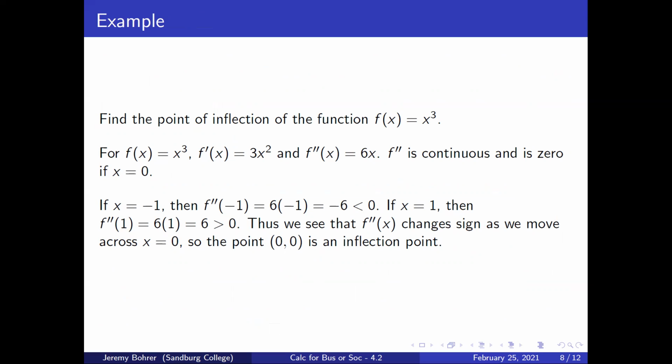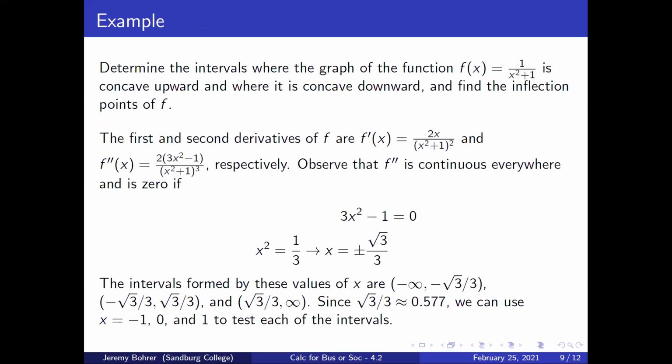6. If x equals 1, then f double prime of 1 is 6 times 1, which is 6, which is greater than 0. Thus, we see that f double prime of x changes sign as we move across x equals 0, so the point (0, 0) is an inflection point.